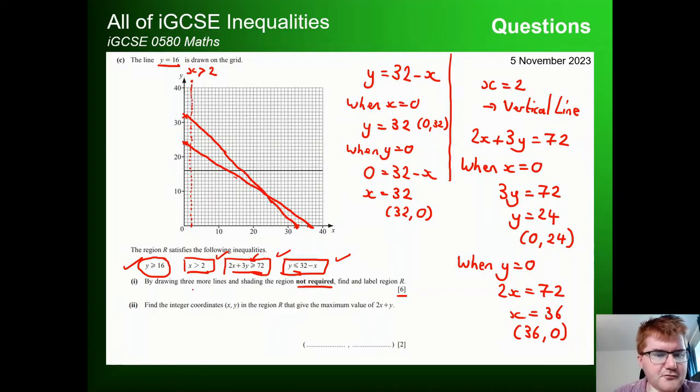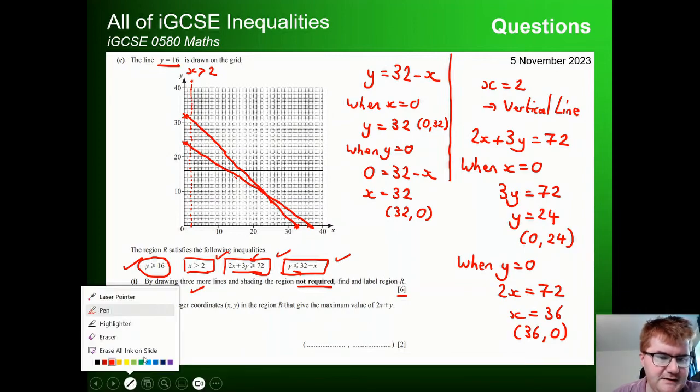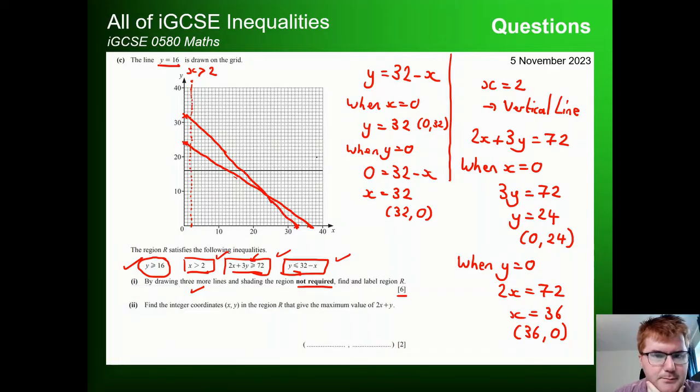So we've done the first part. We've drawn in our 3 extra lines, and we're going to shade in the region not required. Find and label region R. Okay. So let's get a different color for the shading here. Let's use blue in this case. And we want to work out what's not required.